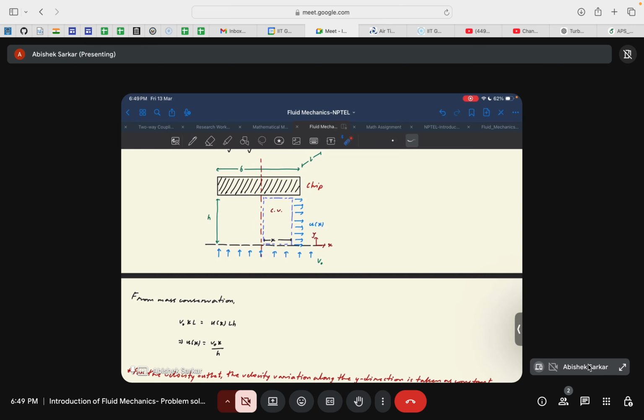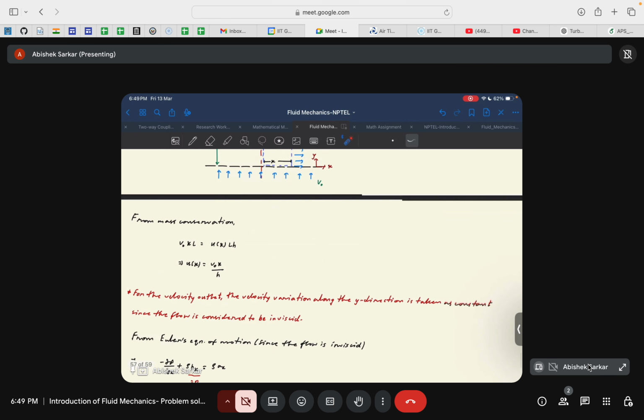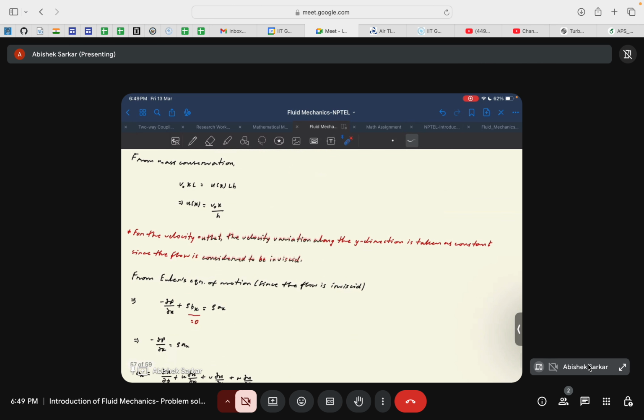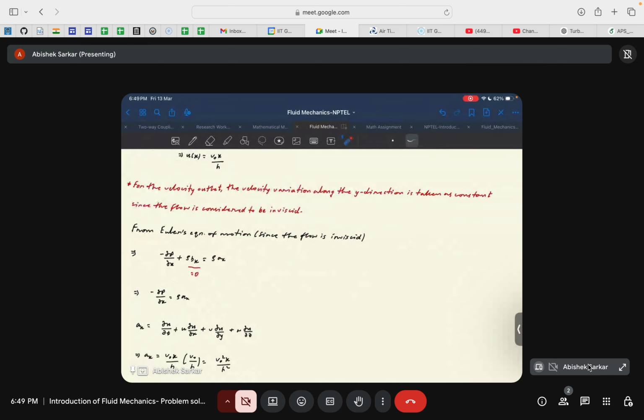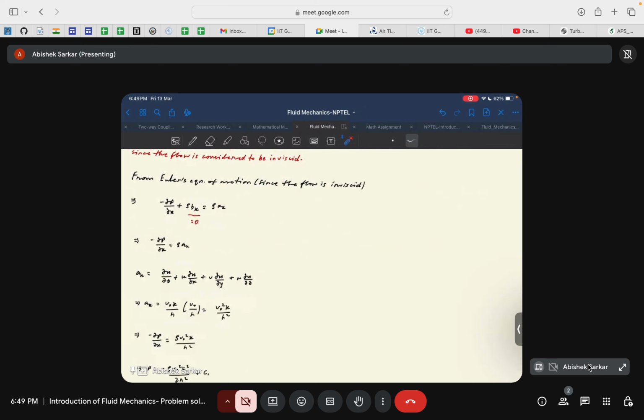Since the flow is inviscid, you simply apply Euler's equation of motion. So we have minus dou p by dou x plus rho bx is equal to rho ax. Since the body force along the x direction is equal to 0, we have minus dou p by dou x is equal to rho ax. How to find ax? ax is simply the Eulerian acceleration. Just substitute the values of u, v and w in this expression.